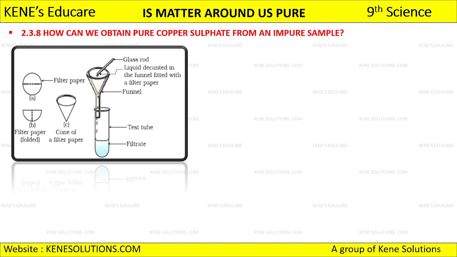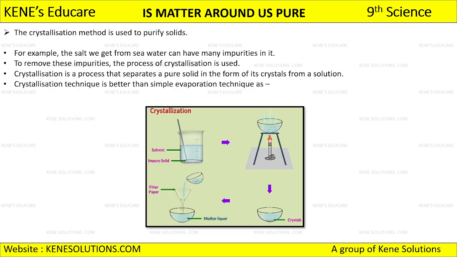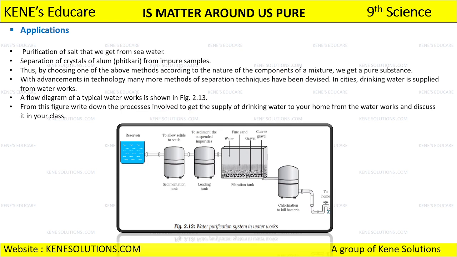Then we will be discussing how we can obtain pure copper sulfate from an impure sample. What will we discuss? How can we obtain pure copper sulfate from an impure sample? We'll discuss that in detail. After that we will discuss activity 2.9, where we will be studying the process of crystallization in detail, like what exactly crystallization is. After that we have the application of it as well.